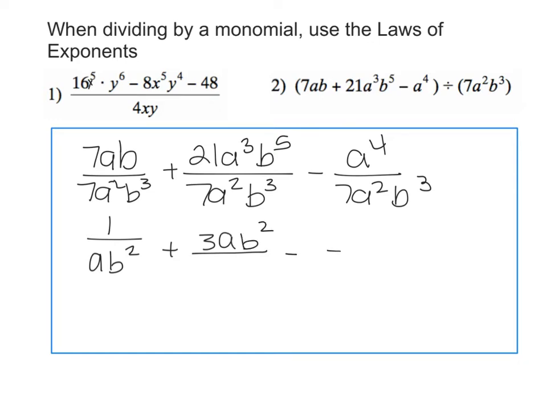And minus, now the 7 stays where it's at, it does not divide with any other number. And I have a to the 4th divided by a squared, which gives me a squared on the numerator. And the b cubed has nothing to divide with, so it stays in the denominator. And this one would be your answer.